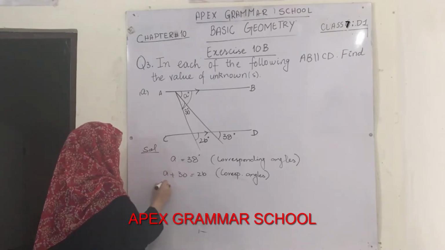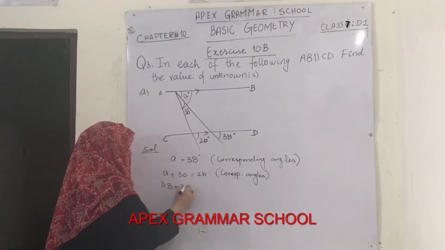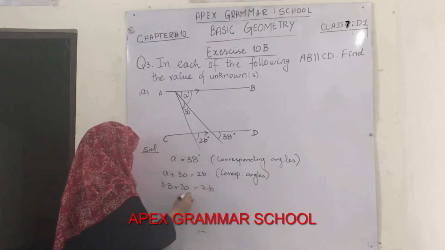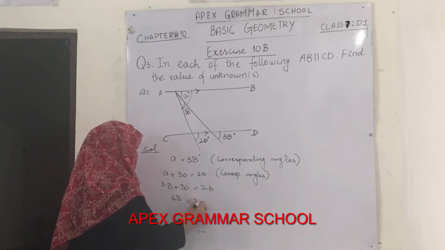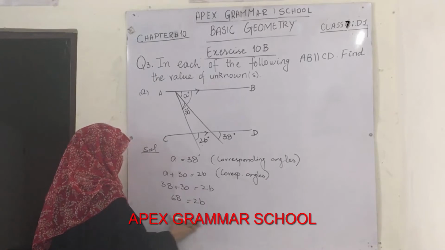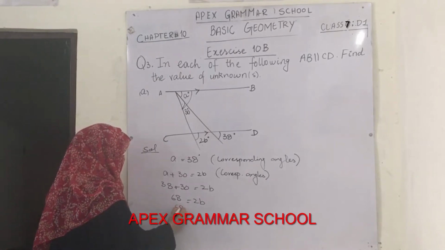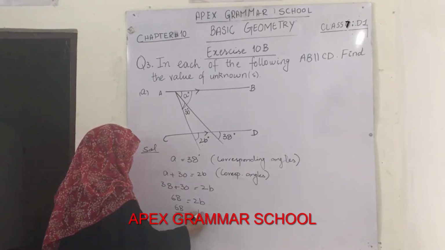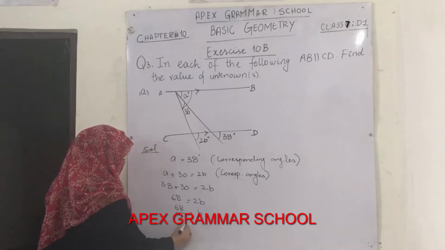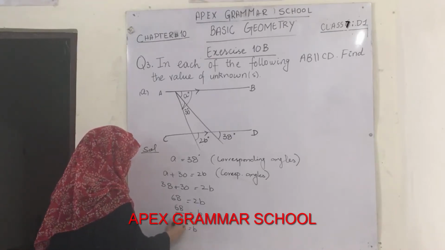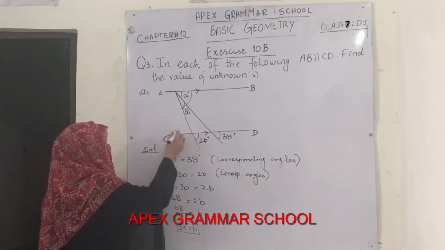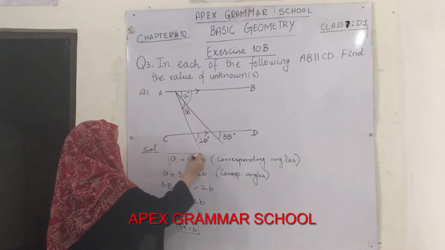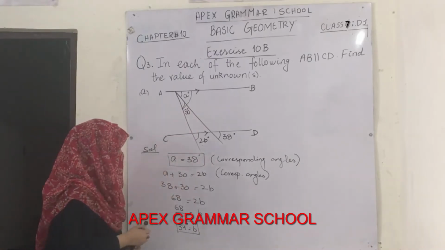30 is being added on one side of the equation. As the value of A is 38, so 38 plus 30 is equal to 2B. 68 is equal to 2B. 2 is being multiplied with the variable, so on the other side it will be divided. 68 divided by 2 is equal to B. 34 degrees is equal to B. So there were two unknowns in this figure, A and B, and we have found out those values.